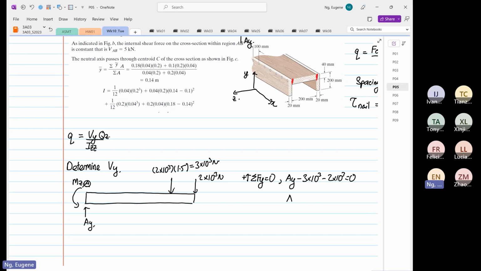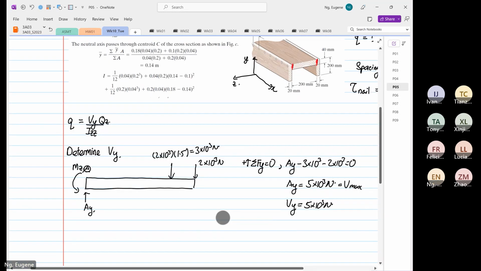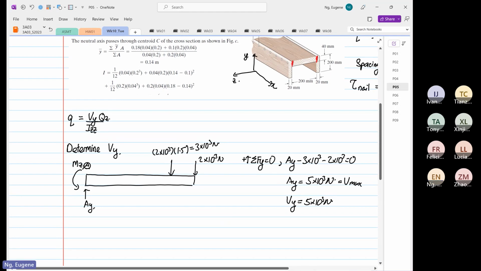So AY is equal to 5 times 10 to the power 3 Newton. So we realize that AY, this is also equal to our Vmax. Okay, our maximum Vy. Okay, so Vy that we're going to use in our analysis is 5 times 10 to the power 3 Newton. Okay. So we now know that Q, okay, is equal to Vy. Next, we need to calculate our Qz.